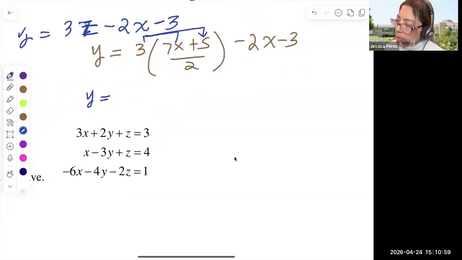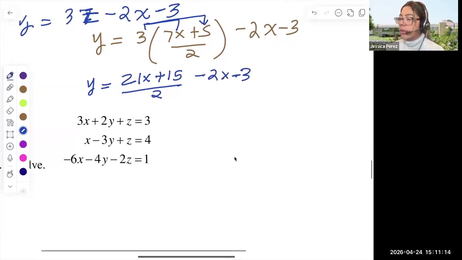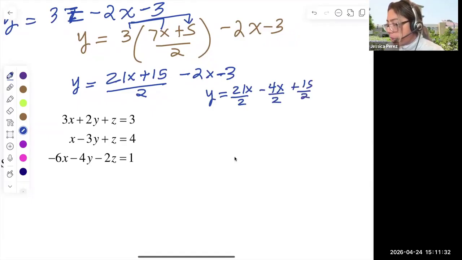3 out. So that's going to be 21x plus 15 all over 2 minus 2x minus 3. Now I'm going to have to combine them, and I get y. So using fractions here, I'll have y equal 21x over 2 minus 2x is the same as 4x over 2 plus 15 over 2 minus, well, 3 is 6 over 2.